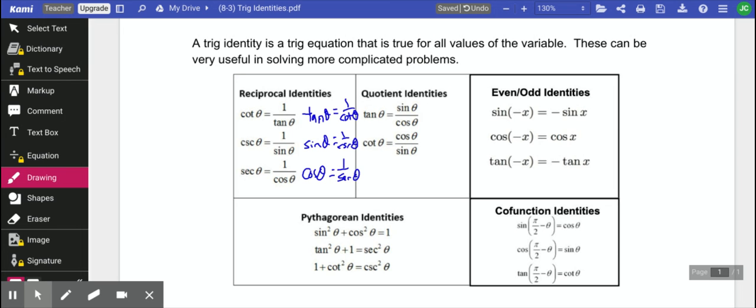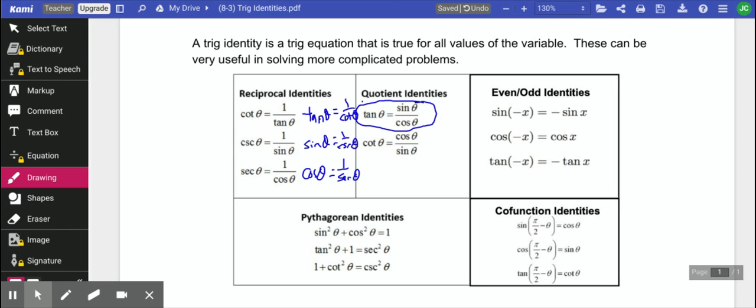All right, the next one are our quotient identities. Tangent is sine over cosine. That's one that we do use a lot. I'm going to circle that one because we use that a lot. And then since cotangent's the reciprocal, cotangent is cosine over sine.